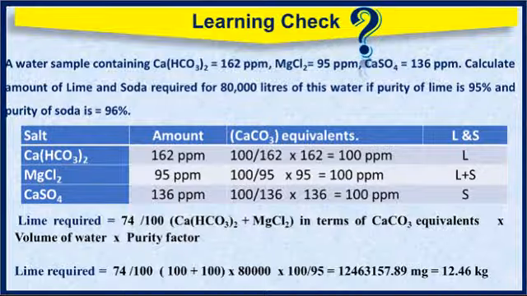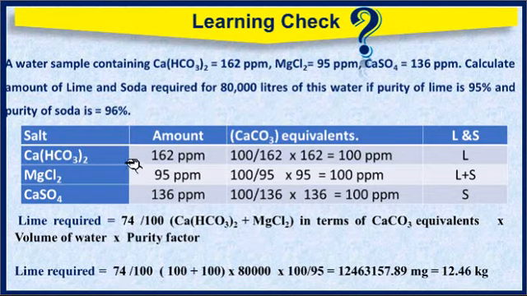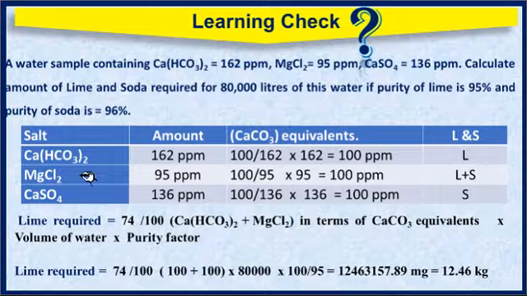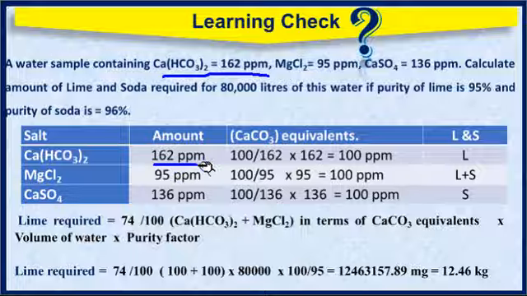So what we have to do for the calculation of lime required. Always remember that to solve these types of numericals, first we have to form the table which includes 4 columns, that is salt present in the water, the amount of salt given in the numerical, its calcium carbonate equivalent, and lime and soda requirement. So calcium bicarbonate is given as 162 ppm.